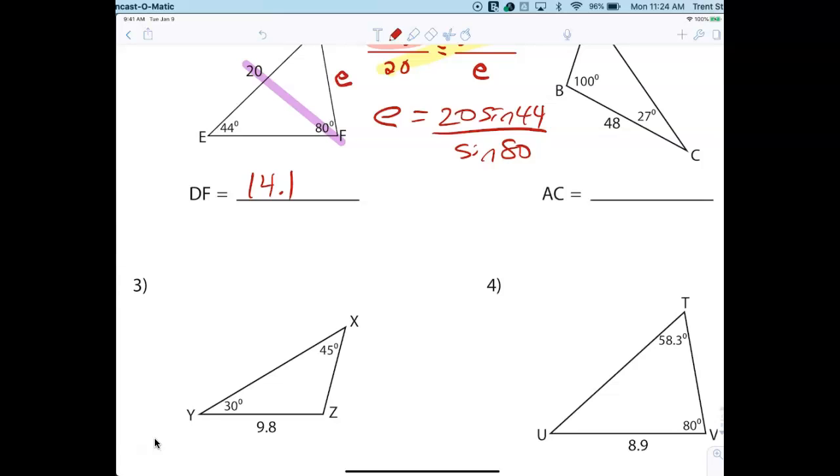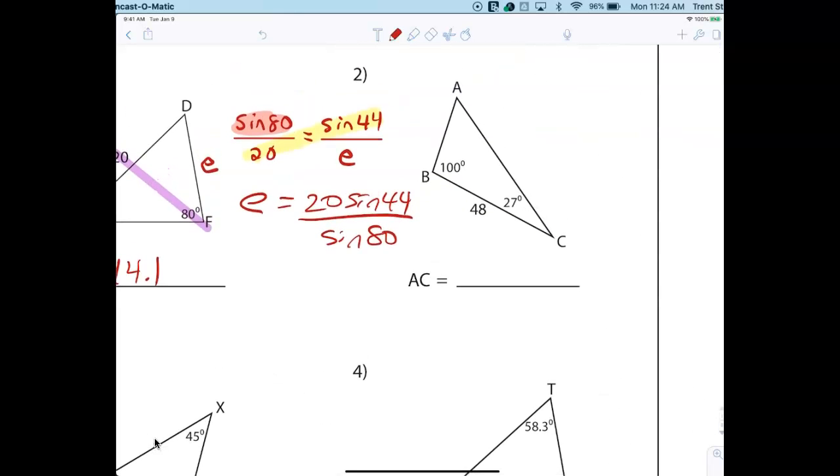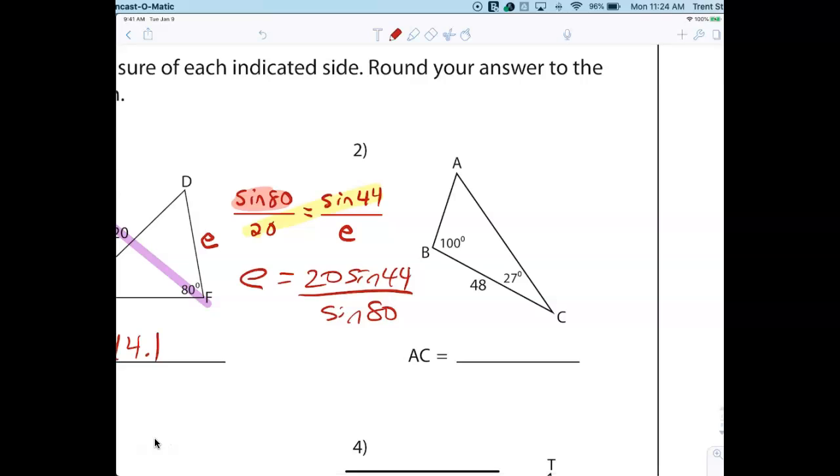All right, so let's just practice number 2 before we move on. Somebody volunteer. Set it up for me. We're trying to find AC, right? So that's going to be B, right? So we're going to do 100 over B.